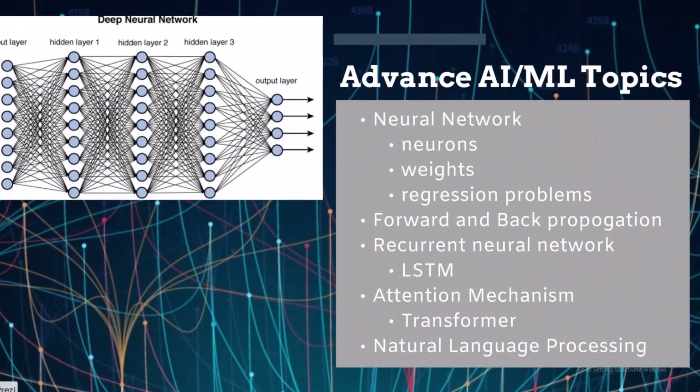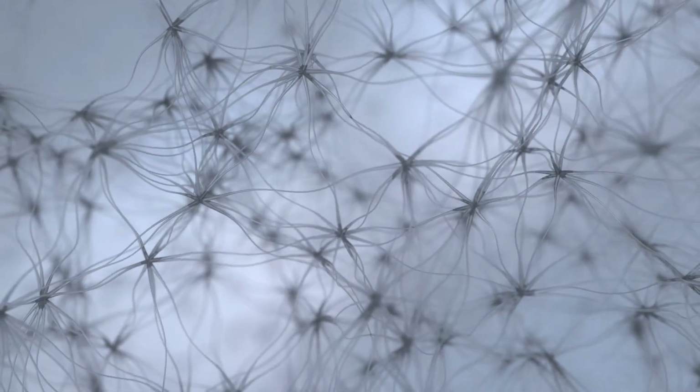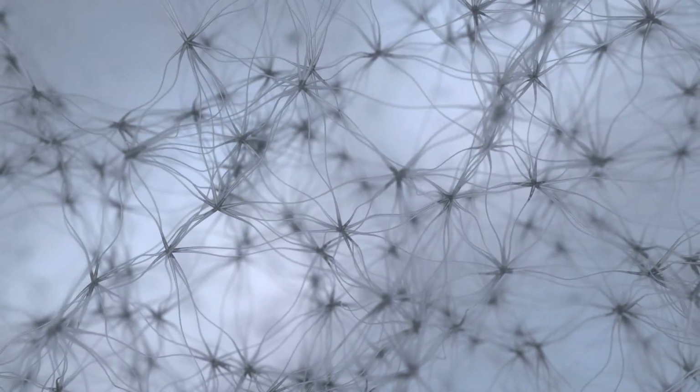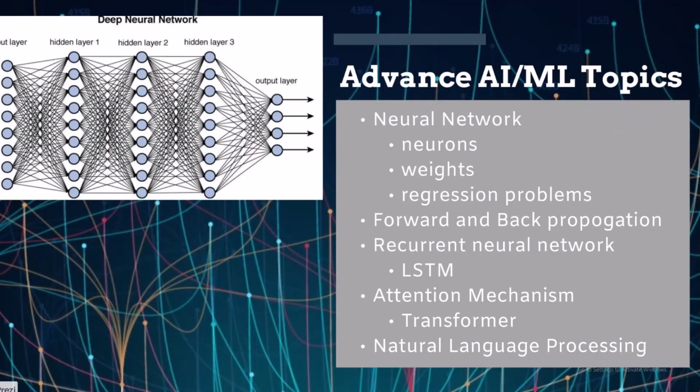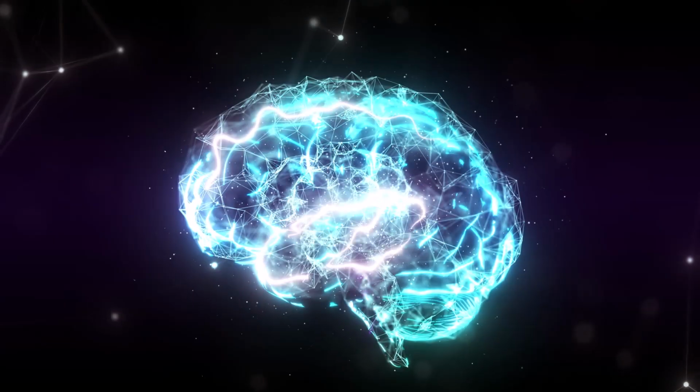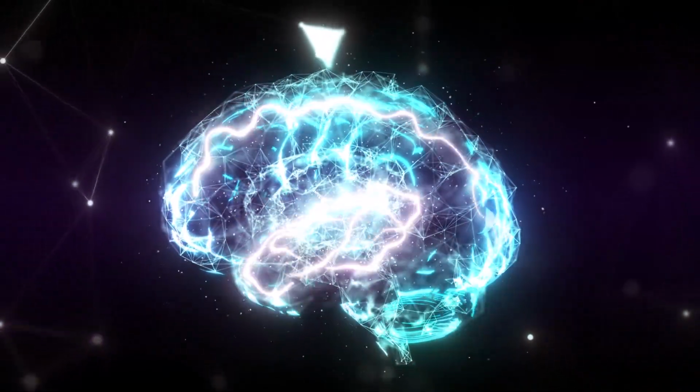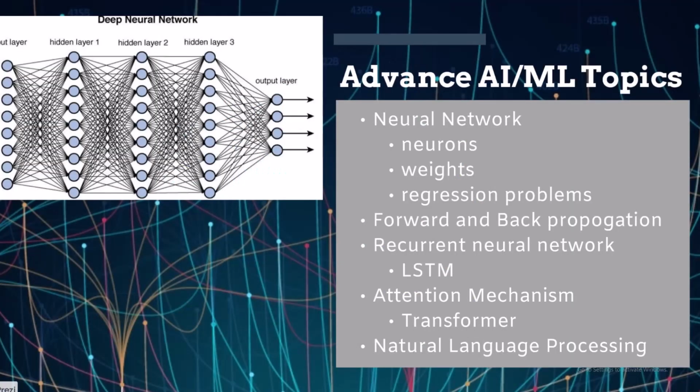And then we'll talk about advanced AI and ML topics, going deep into the neurons, the weights, regression problems, how to forward and back propagate the data to train your network. We'll look into recurrent neural networks, the attention mechanism, and also transformers such as ChatGPT, and how that works and how that all fits in, and how that gives context for the tokens of each word, and then how words are generated through natural language processing and predicting the next word in the model or prompt.